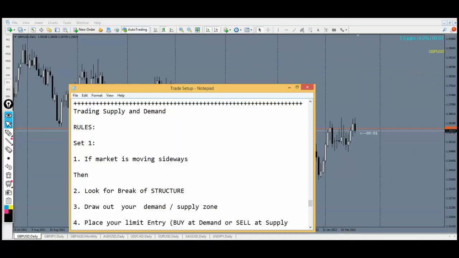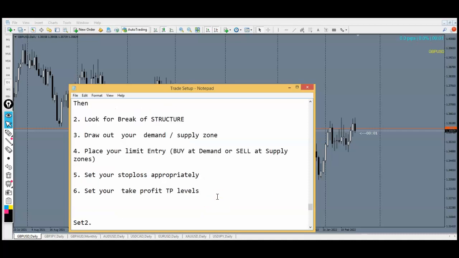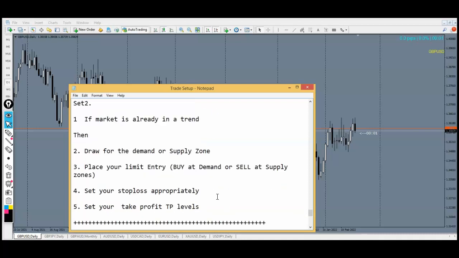Now let's look at our general rules. We say we're going to be trading the supply and demand zones. Now if the market is moving sideways, we'll look for a break of structure. We'll draw the demand or supply zone, and then place our limit entry, a pending order: buy at demand, and sell at supply. We set the appropriate stop loss and take profit levels.